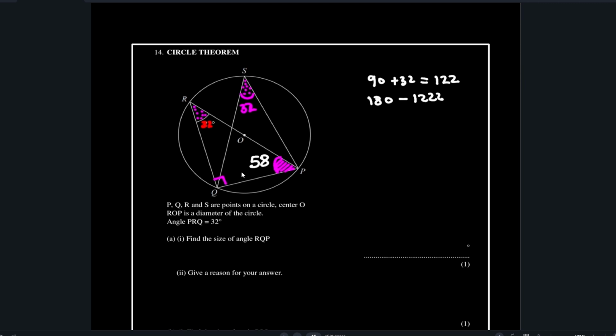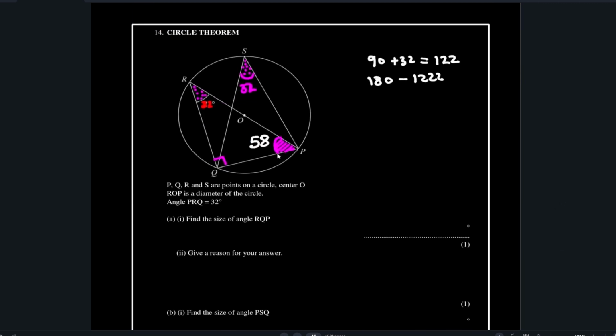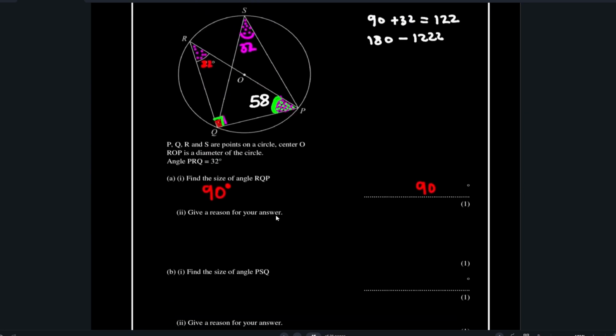But in our case, we need to read the question. We are supposed to find what? We are supposed to find the size of angle RQP. This is 90 degrees. Now, RQP actually is an angle subtended by the diameter. So our RQP is 90 degrees because RP is a diameter and it subtends that angle at the circumference. Reason: when you are asked for a reason in angles, the reason is the property you used in order to arrive at that answer. And our reason is a diameter subtends a right angle, 90 degrees, at the circumference.